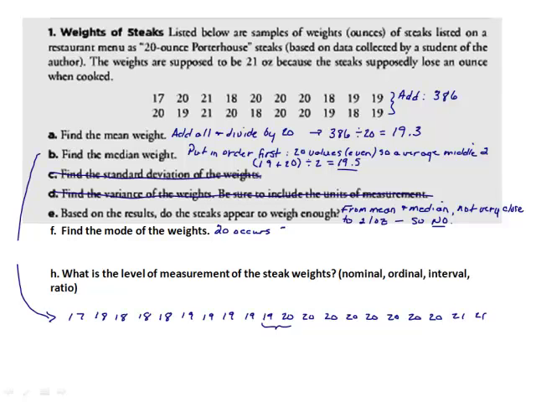Now for Part F, the mode of the weights, the value 20 appears 8 times, and that's the most that any value appears. So the mode for this would be 20. And finally, the level of measurement of the steak weights would be the ratio level.